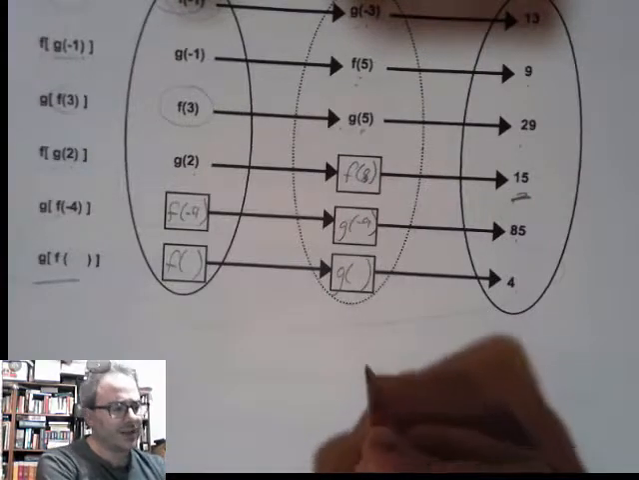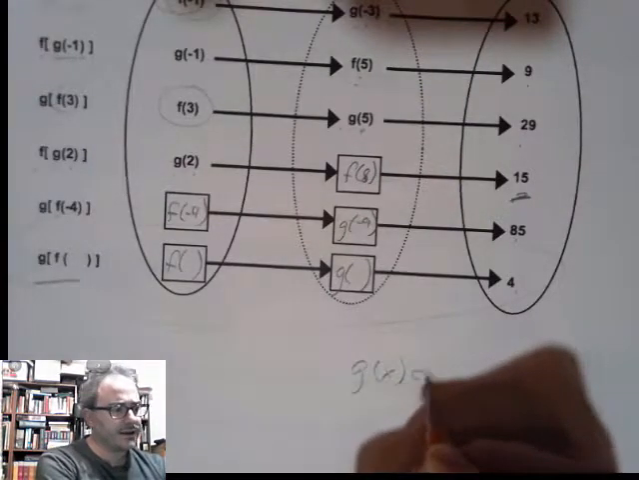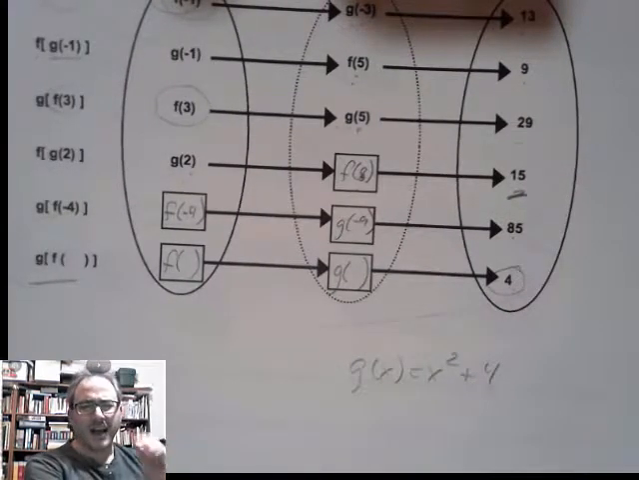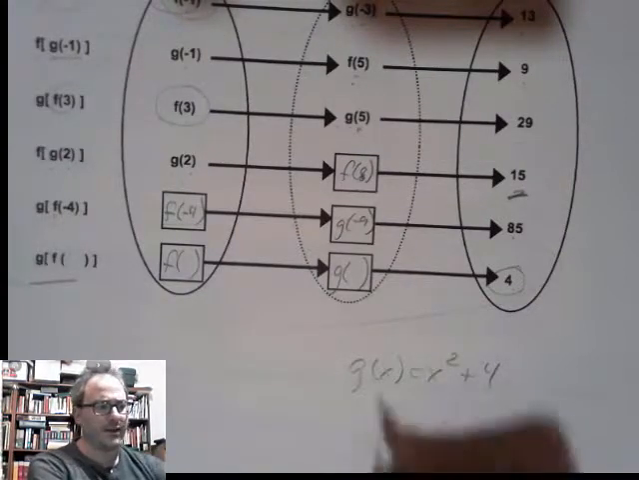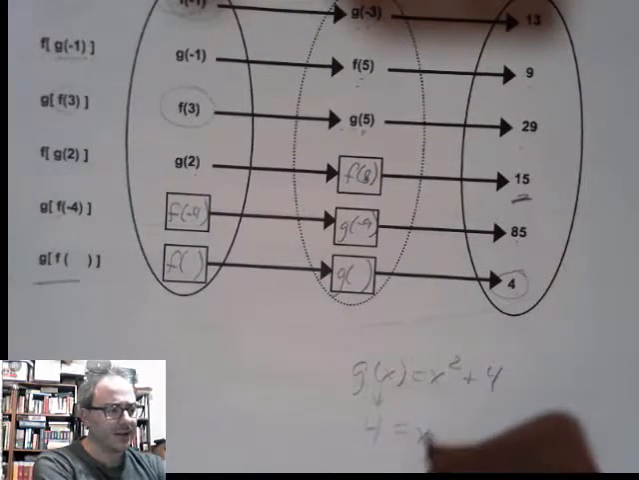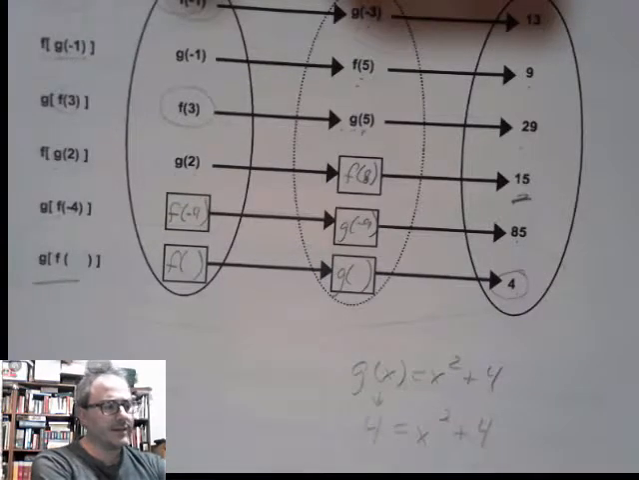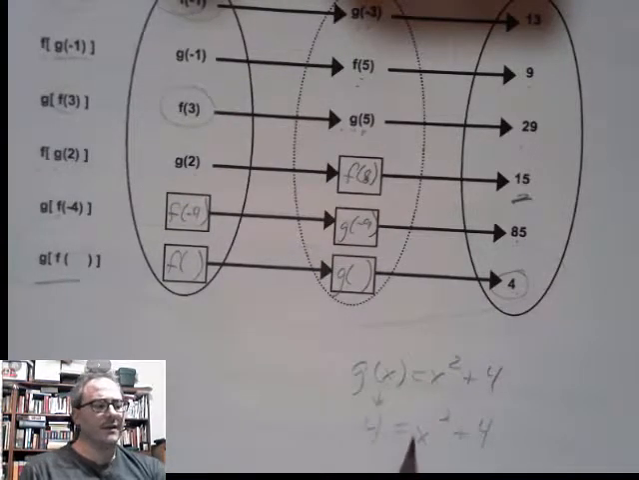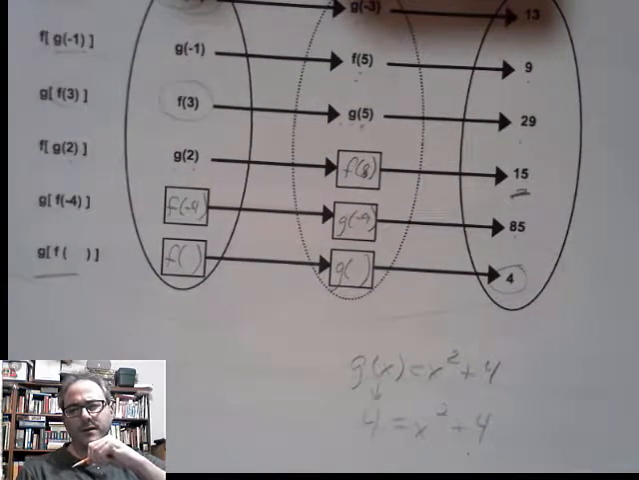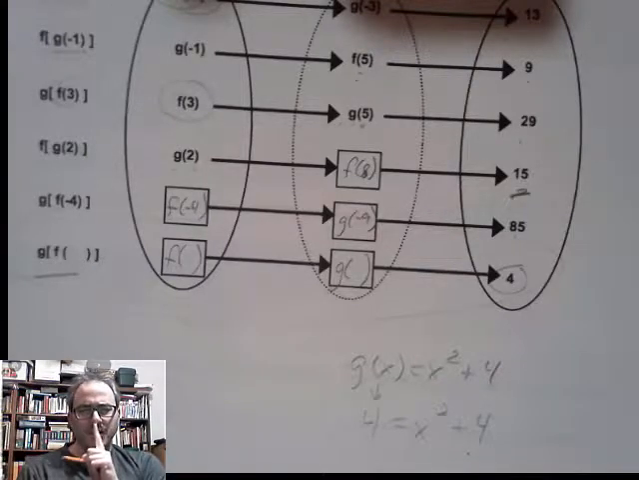Well, the g of x is equal to x squared plus 4. What this 4 tells me is that I have already put something into the g of x, and 4 got spit out. 4 was the output. So I'm going to put 4 as the output here. So I have a number squared plus 4 gave me 4. What number, if I square it and add 4, will give me 4? Pause the video, think about that.